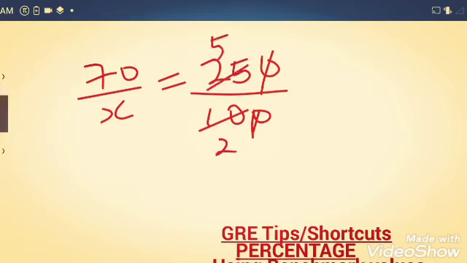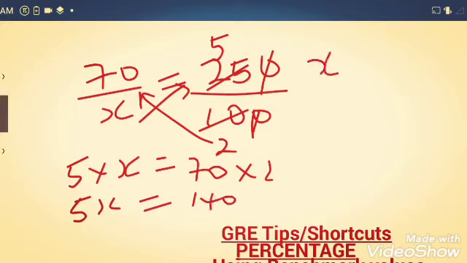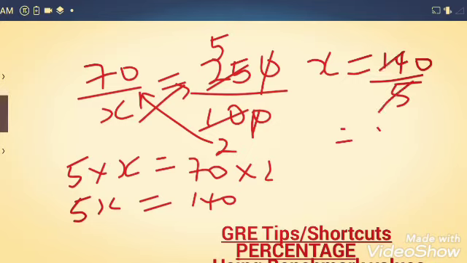When you cross multiply, you're going to have 5 times x equals 70 times 2. From here 5 times x is 5x, and 70 times 2 is 140. So you're going to have x equals 140 divided by 5. You're dividing both sides by 5. 5 into 5 is 1. 5 into 14, you're going to get 2, remainder 4. Now put the 4 in front of this 0. 5 into 40 will give 8. So the answer is 28.